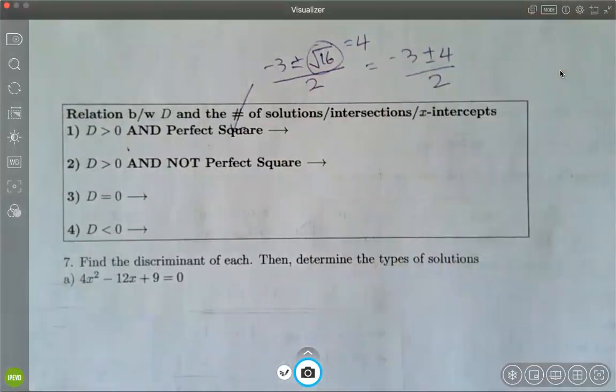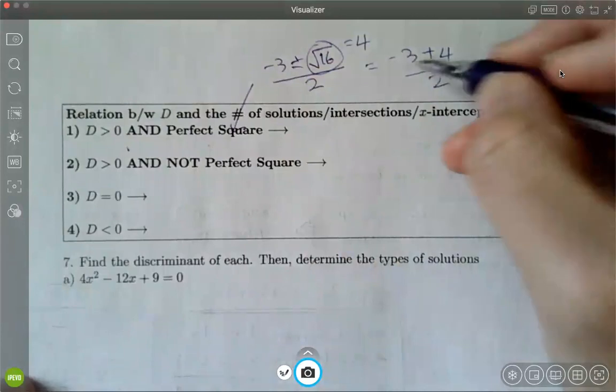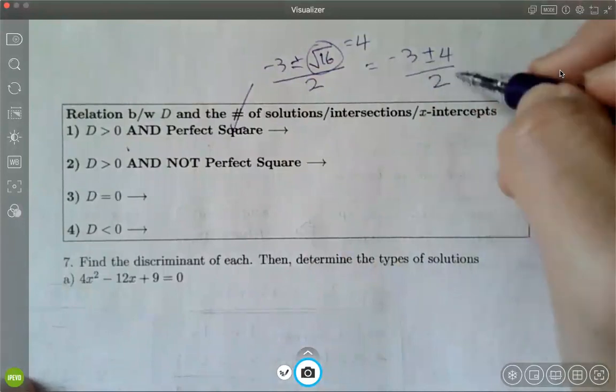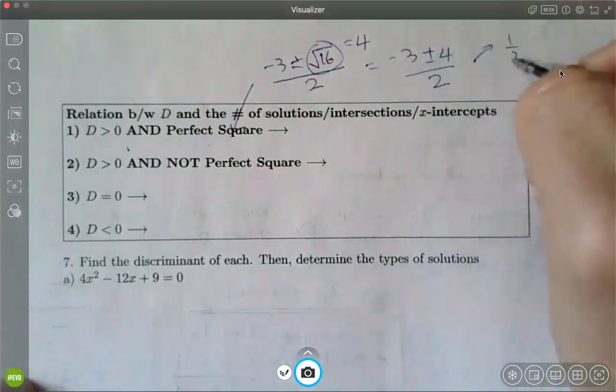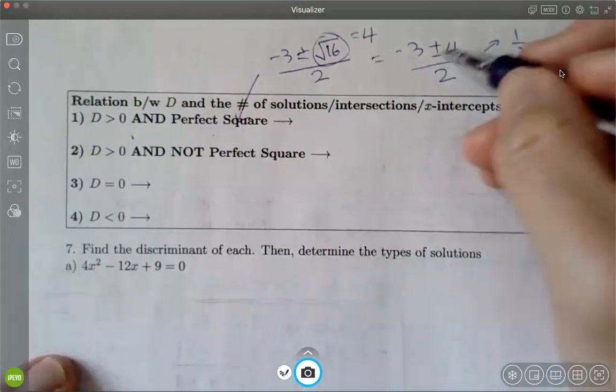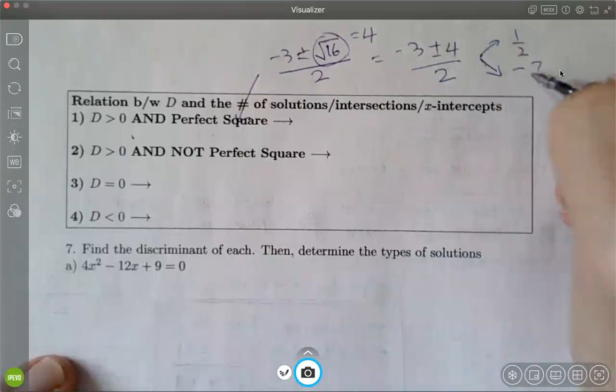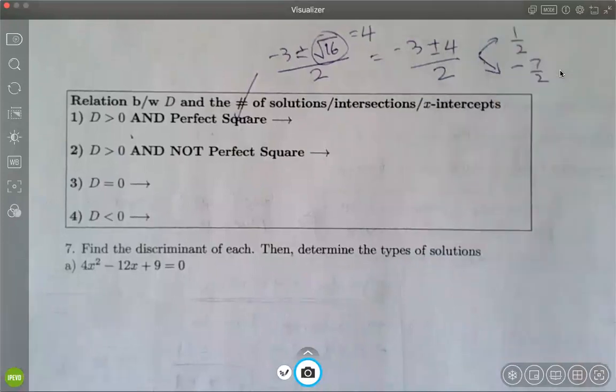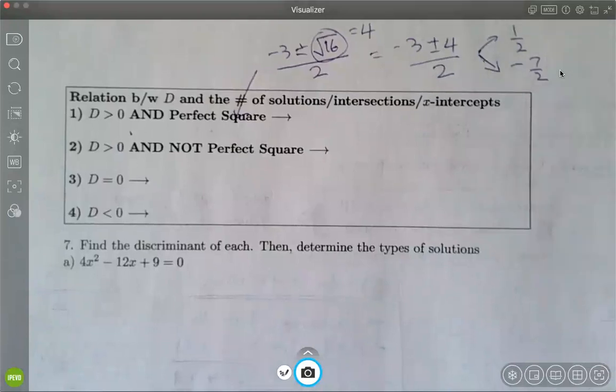And what does this imply? It's negative 3 plus 4 all over 2, which means it's 1/2, right? Or negative 3 minus 4 over 2, so that's negative 7 over 2, right? So what do you deduce here? We have two solutions which are distinct, but these two are so-called rational numbers.